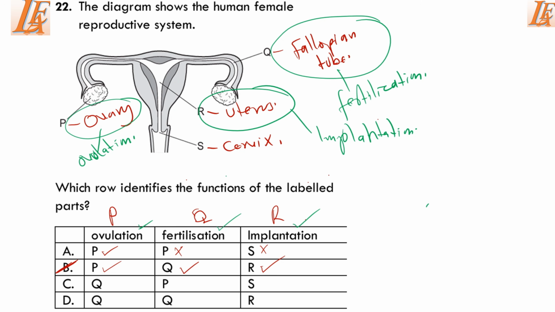Then for C, Q, wrong. Then for fertilization, P, wrong. Then for implantation, S, wrong. Then for D, ovulation, Q, wrong. Then for fertilization, Q, wrong. And then for implantation, R, correct. So in this case, the correct answer here is B, where P, that is where ovulation takes place at the ovaries. Then Q, that is where fertilization takes place at the fallopian tube. And then implantation, R, that is where implantation takes place in the uterus.